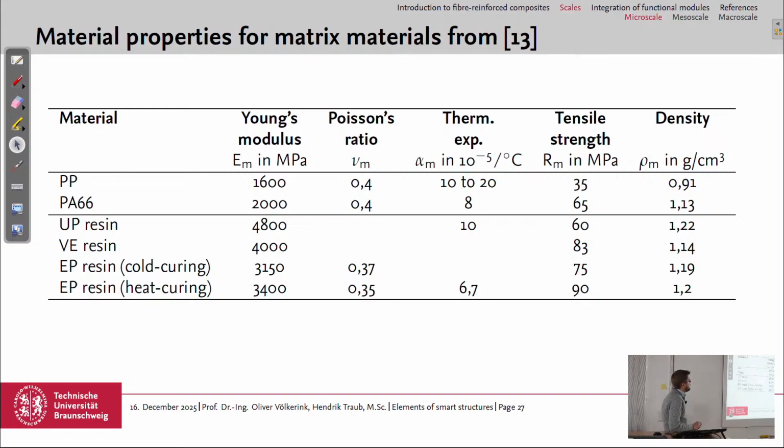Now we have a look at the material properties of the matrix materials. For example, we have the epoxy resin, cold curing and heat curing. Then we have around 3 gigapascals in modulus and a really low strength, between 35 for polypropylene and up to 90 for the epoxy. And from this you can also see that the matrix material is really the, let's say, secondary, not load carrying material, because the load carrying capabilities are delivered by the fiber. And densities are around 1.